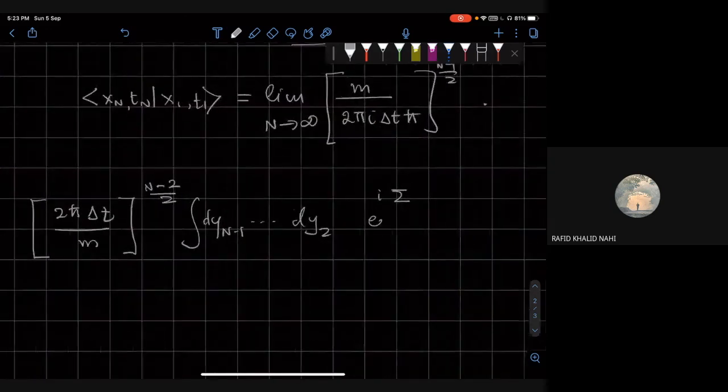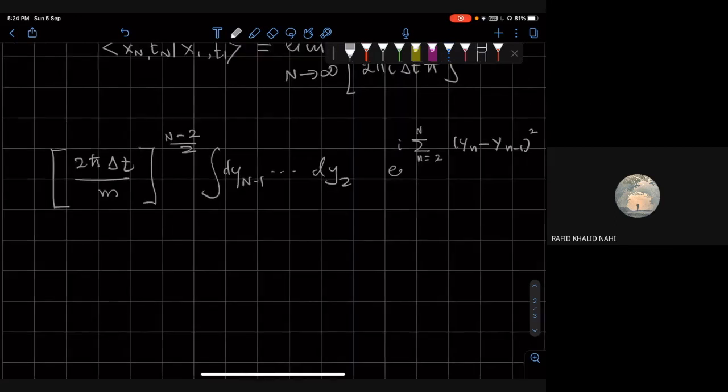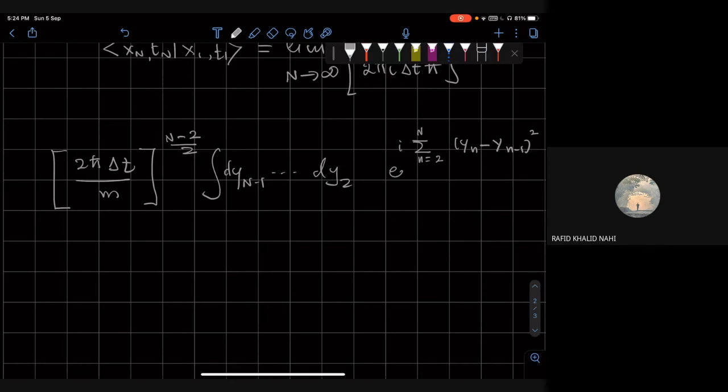Okay. So this sum goes from 2 until n, and this would be (yn minus yn minus 1) whole squared. Now we have to do n minus 2 integrals. That's it. There is no magic here. So let's do the first y2 integral.